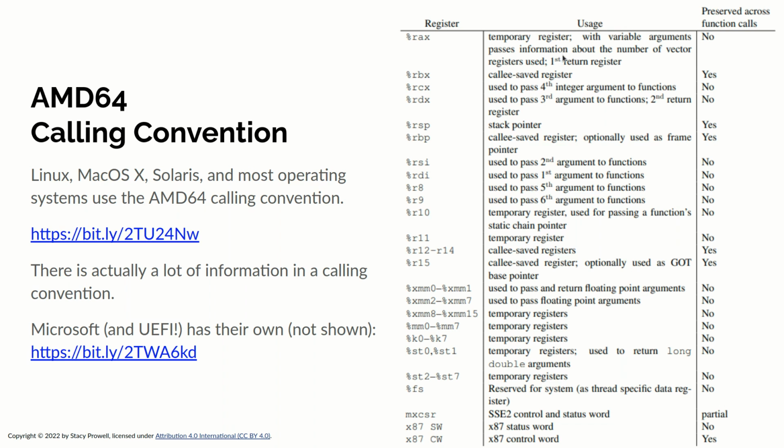And with a return value, with variable arguments, it passes information about the number of vector registers used. We'll see that with printf. Otherwise, it's the first return register. What else? The second return register is down here in RDX if we need a second one. Where's the third one? There's not one. Okay.